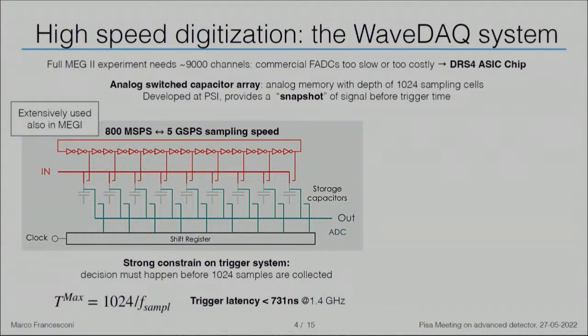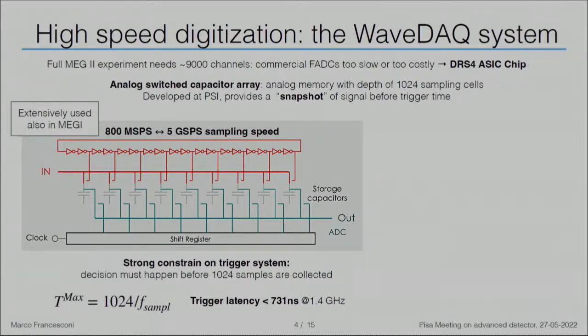How do we do this? Of course, doing this with commercial fast ADCs is not feasible because we need 4,000 channels, more or less. And so it's just too slow or too costly, depending on how much you can afford. And for this reason, already in MEG1, the collaboration used the DRS4 ASIC chip. DRS4 is an analog switch capacitor array, so it behaves like an analog memory with a depth of 1,024 samples, and it's developed at Pisa.